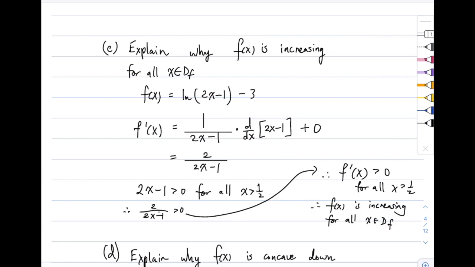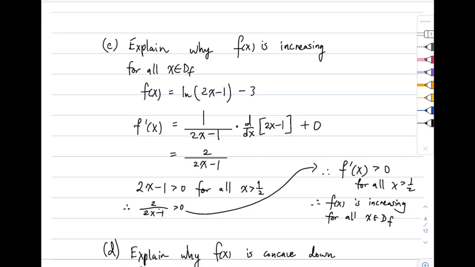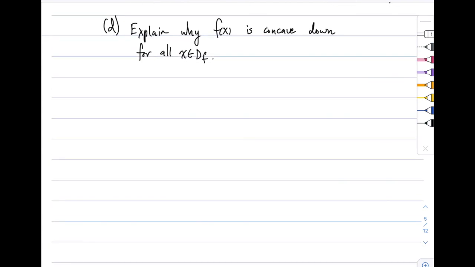I think some elements of everything need to be in there. Okay, the next part D says, explain why the function f of x is concave down for all x values in the domain of f. So here what they're saying is, show me or explain why the function is always concave down.